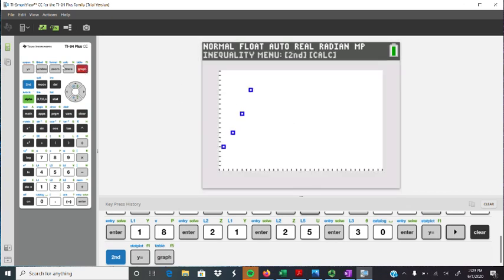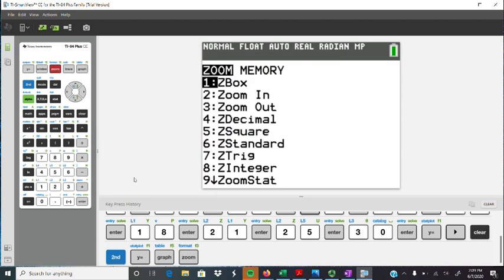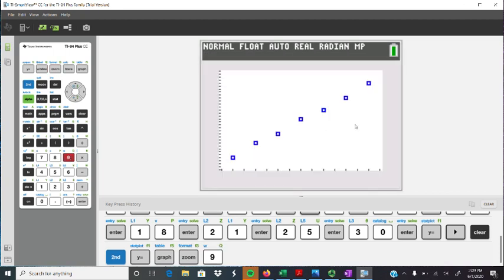Let's do zoom, and we're going to do number 9, which is zoom stat. And there we go, there's my plot. Oh, that does look pretty linear. So now let's look at getting the equation of that line.